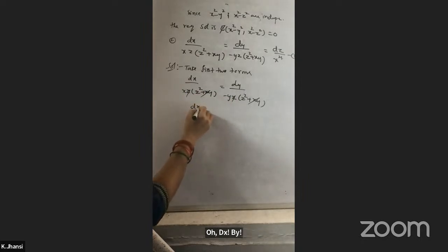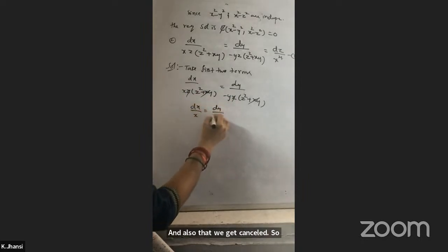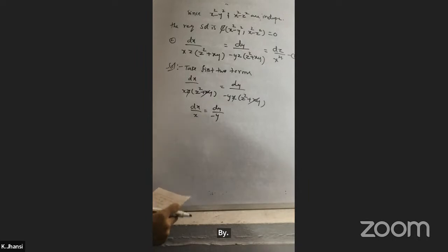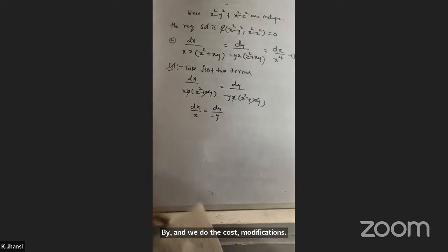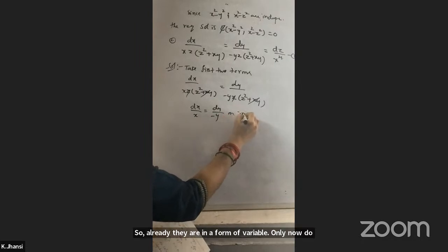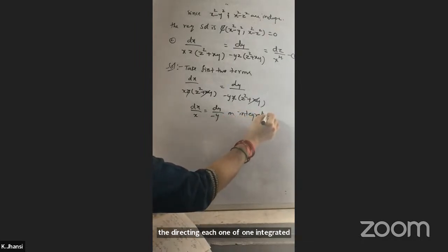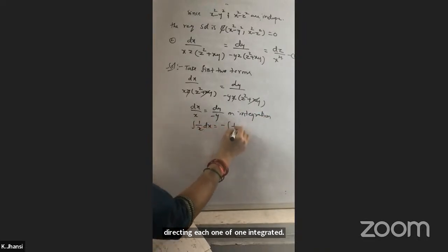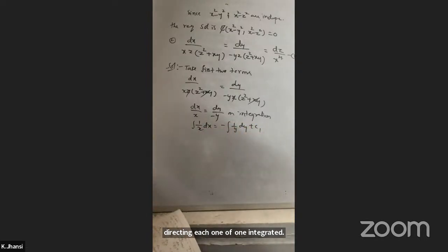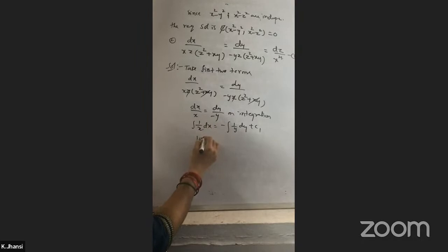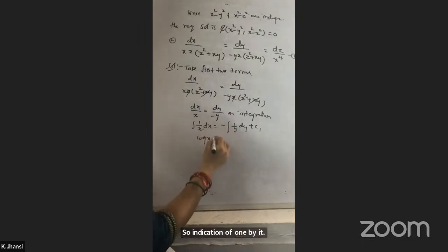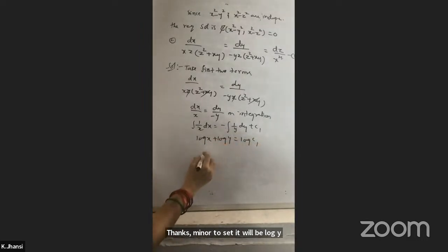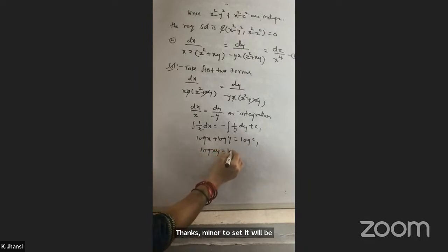So what we will have is dx by x equals to dy by minus y. Now we do the cross multiplication. So already they are in the form of variables only. Now do the direct integration. On integrating, integration of 1 by x dx is equals to minus, we will take common, 1 by y into dy plus c1. Okay. So this is log x. If you take this minus this side, it will be log y equals to log c1. So log a plus log b is log of xy equals to log c1.